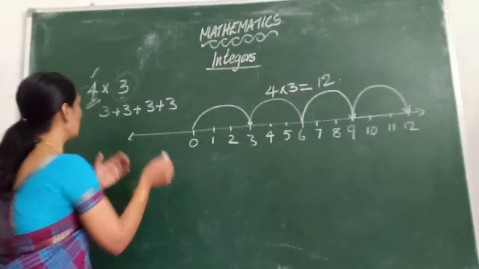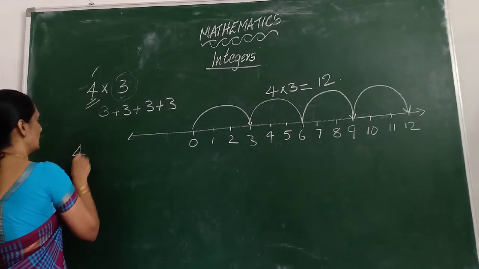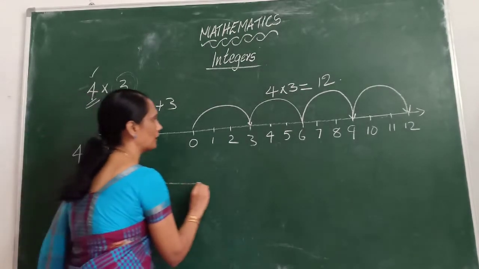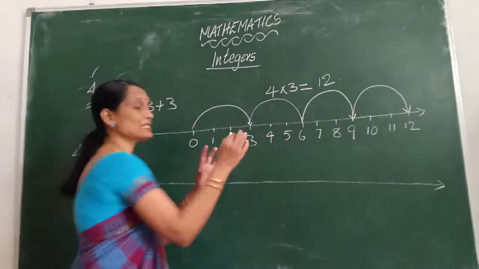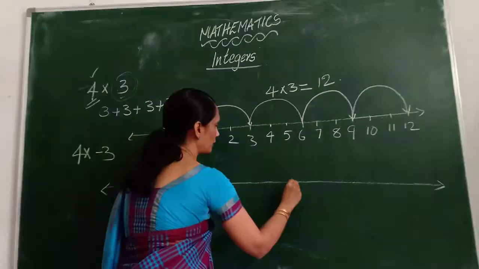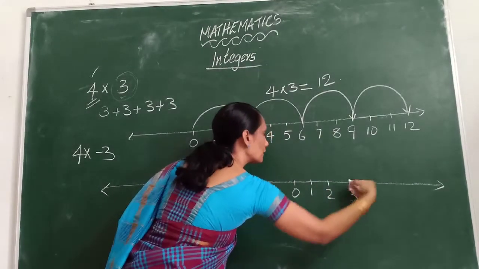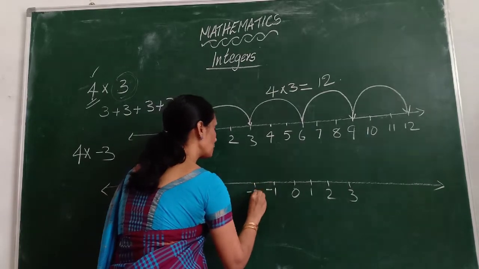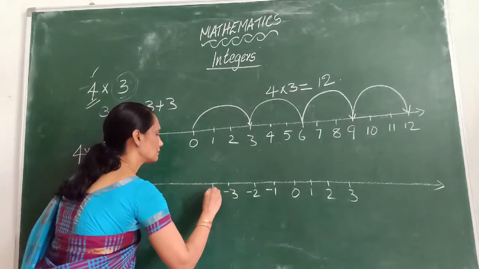In case the number is 4 into minus 3, how can we represent that? Let us see. That means minus 3 units has to jump 4 times. Let us represent that. 0, this is the positive side of the number line. Let us take the negative side also. Minus 1, minus 2, minus 3, minus 4.